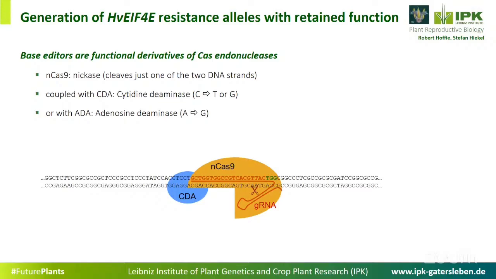This technology is base editing, because only one single nucleobase is affected. For this, we need a derivative of Cas endonucleases called nickases, because they cleave only one strand of the double-stranded DNA. So it does not cut the DNA through, it just nicks one strand. The second feature is that it is coupled to a deaminase, which then converts one nucleotide into the other. There are two types: the cytidine deaminases, which turn C to T or G, and adenosine deaminases, which convert A to G.